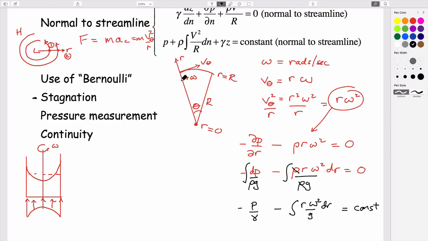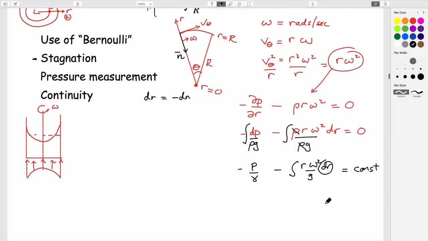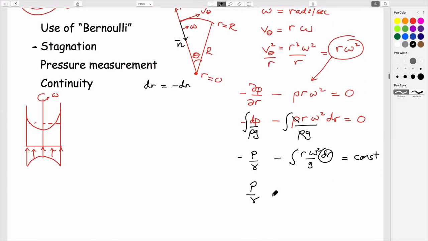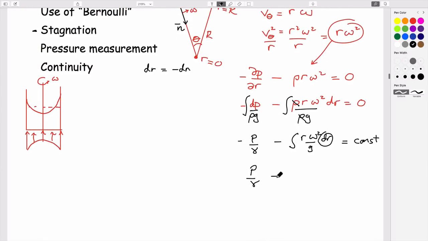And now we'll basically have this expression here. The other thing which I didn't mention, which I should mention, is that we can define a value of r in this direction, but we'll also define a value of what we'll call n. N always points to the center of rotation. N is a unit vector typically. It has length of 1, and it points in towards, in this case by definition, points into here. And so in this particular case, the direction of n is in the opposite direction of r. So dr is equal to minus dn. And so if we substitute for this here, we end up with an expression which is p over gamma, plus a positive integral of r omega squared over g dn.